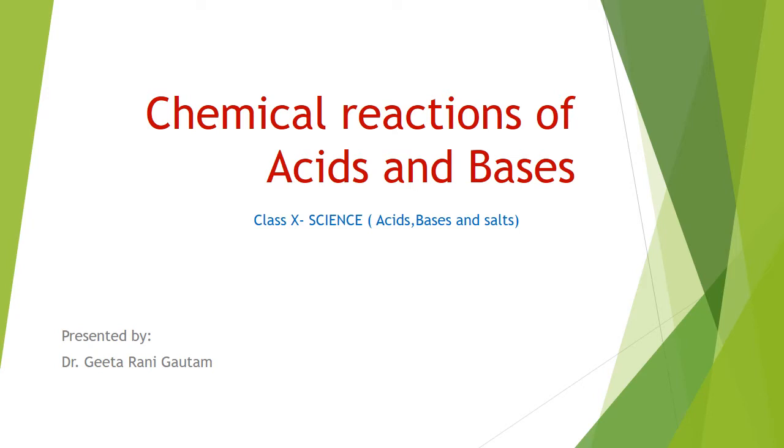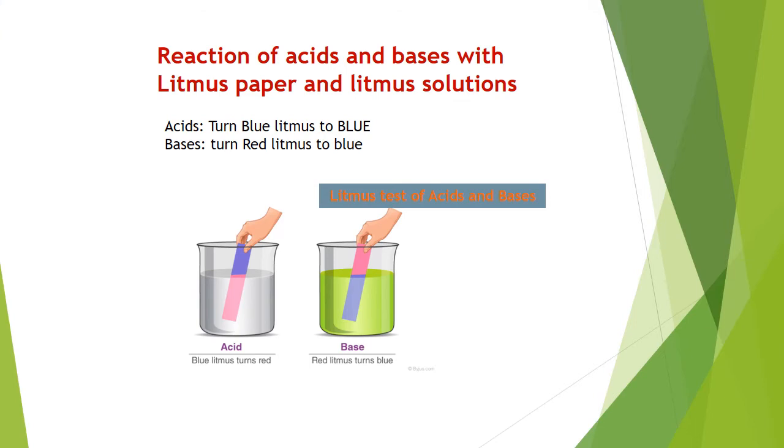We know that in the last videos I told you what acids are, what bases are, how these react with indicators and litmus papers, how these can be detected, and how we can identify acids and bases. Now in this unit we will study the reaction of acids and bases with litmus paper and different types of reactions with different substances.